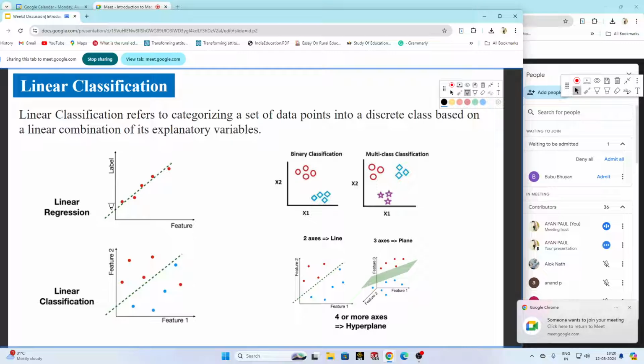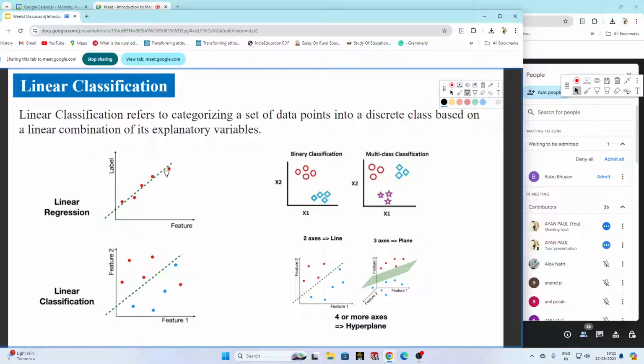So that is linear regression. If our RSS is large for one line, we can try with different lines. And the line for which the RSS is minimum, we call it the best fit line.